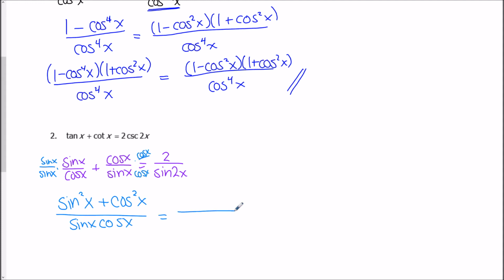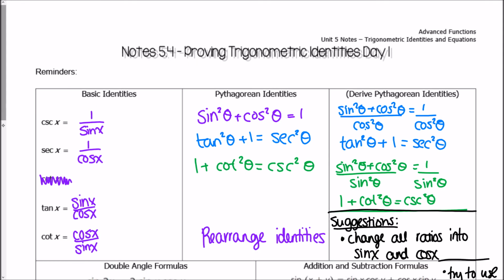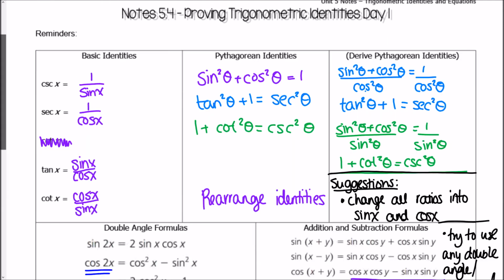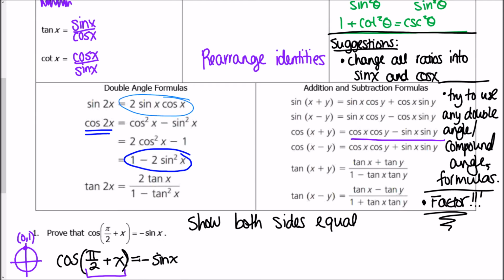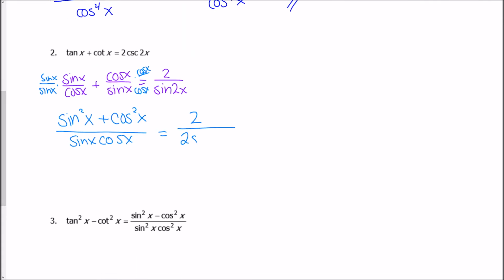And then on the other side right here, I end up getting 2 over, and if we use our double angle formulas, we know that sine of 2x is equal to 2 sine x cosine x. So we can say that this is equal to 2 over 2 sine x cosine x. Now looking at this, I can see my 2's cancel, so I get 1 over sine x cosine x. And I also know that sine squared x plus cosine squared x is also 1. So I get 1 over sine x cos x is equal to 1 over sine x cosine x.